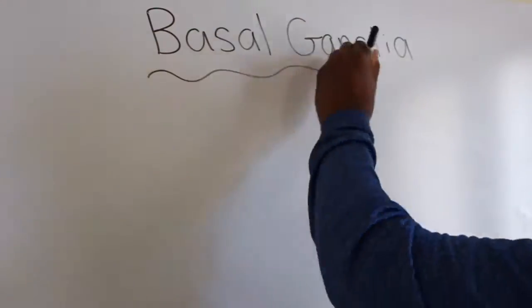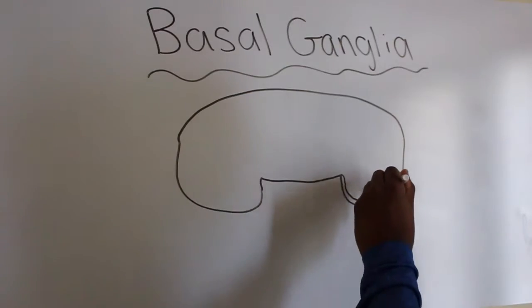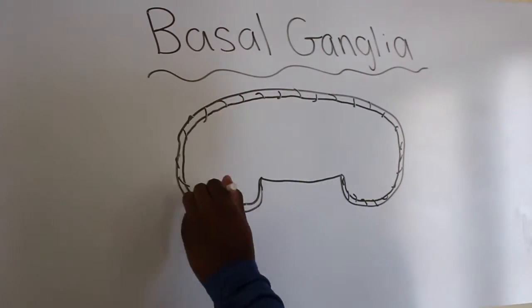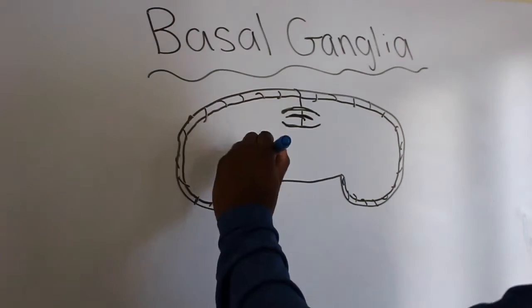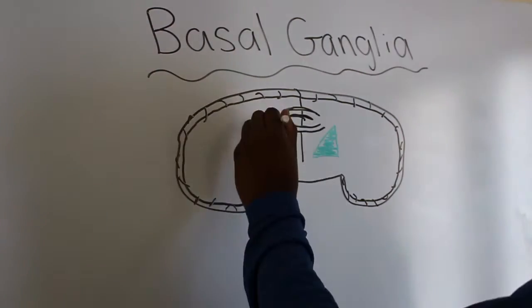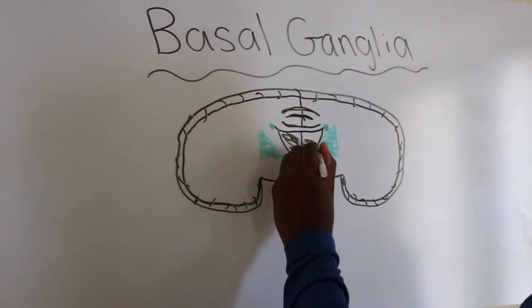Next, we have the basal ganglia. It is responsible for voluntary motor control, procedural learning, and eye movement. Its functions are to look for implicit rules and sequences of behavior for functioning in a given environment.